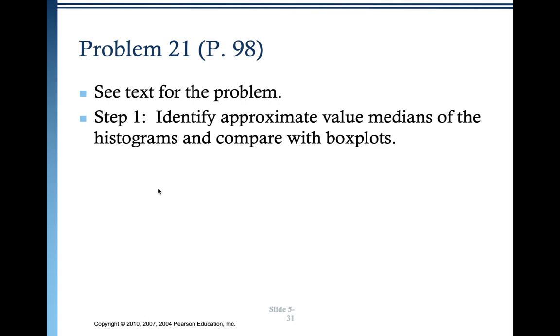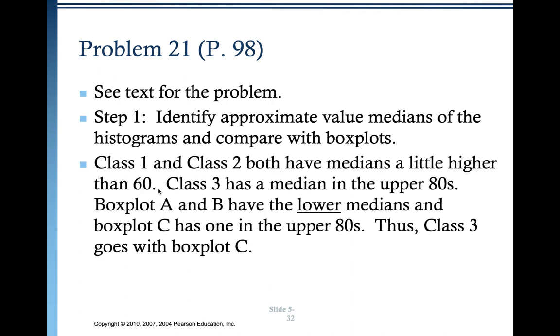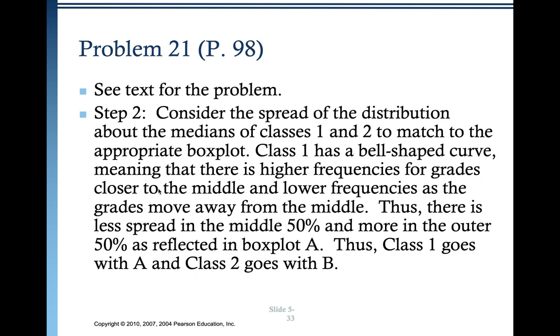All right, moving on to problem 21. Our first step is going to be to identify the approximate value of the medians of the histograms and compare with the box plots. Class 1 and Class 2 both have medians a little higher than 60. Class 3 has a median in the upper 80s. Box plots A and B have lower medians, and box plot C has one in the upper 80s. Thus, Class 3 goes with box plot C.